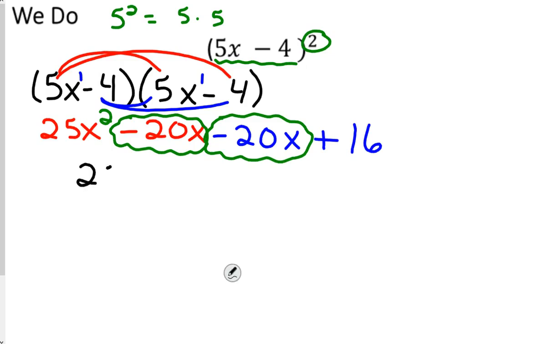So I bring down what's not changing. Negative 20 minus 20 is going to give me a negative 40. Keep my variable. And then I'm not doing anything with the 16, so I just bring that down. And that is my answer. So pause it, copy down what you still need to copy down, and move on to the next slide.